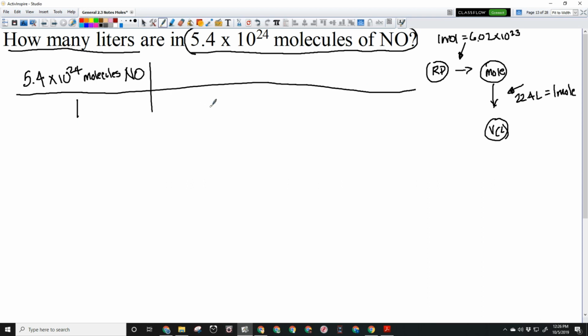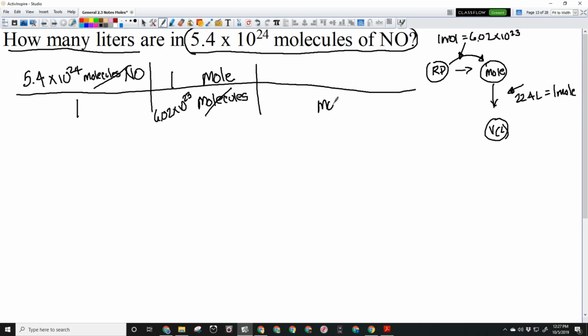Okay, what do we want to get rid of? We want to get rid of molecules. I'm just going to shorten it and leave the formula off. We're going to convert it to moles because that's our first stop, particles to moles. So 1 mole is 6.02 times 10 to the 23rd molecules. That's Avogadro's number. Cancel what you can cancel, molecules.